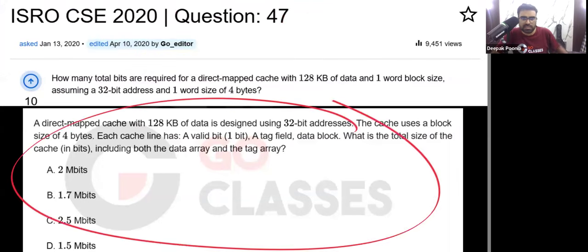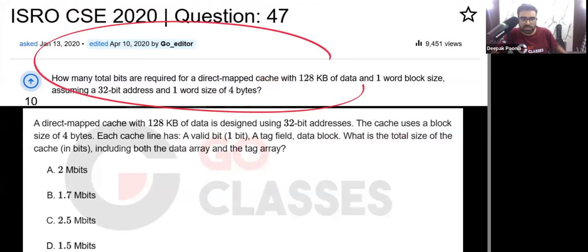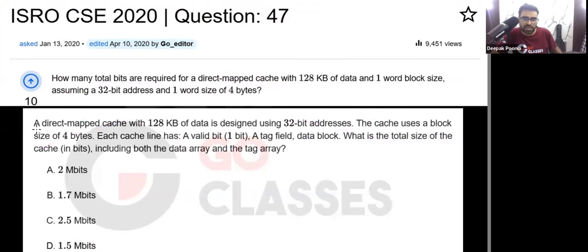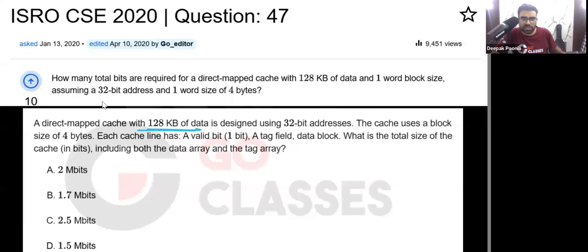So let's solve this question. This is the ISRO question. This is a poorly framed question, and this is the well framed version of the same ISRO question. We have a direct mapped cache with 128 KB of data. So this is basically the data array size. The question has given us the data array size, that is 128 KB. You can read this question. We have a direct mapped cache with 128 KB of data. This is the data array size.